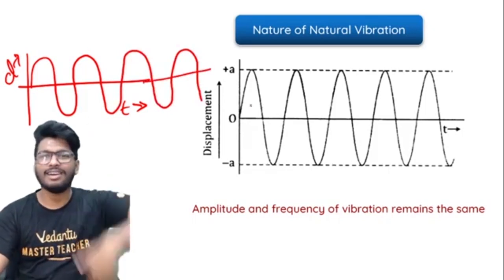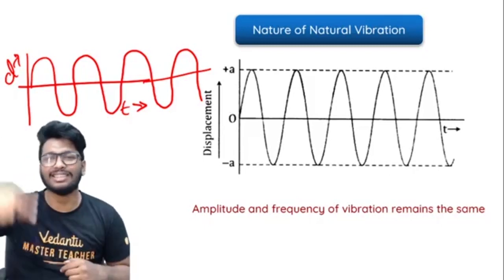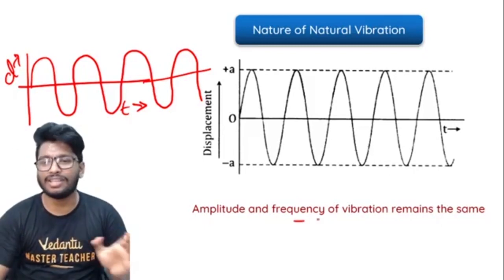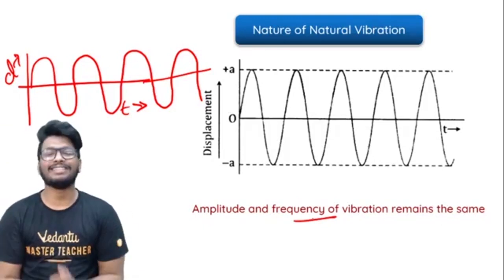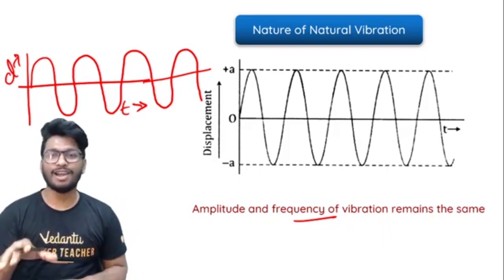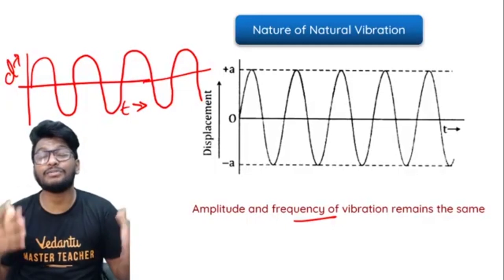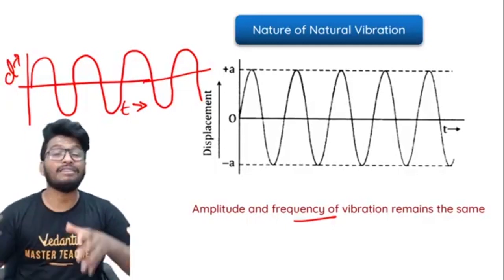So negative, positive, negative, positive, that is the displacement of the wave. So you can see that it's going to remain the same forever. The amplitude and frequency of the vibrations remains the same because there is no external force acting on it. And by that, people, we have understood what is the natural vibration, or what is the type of natural vibration that you have in different types of bodies.